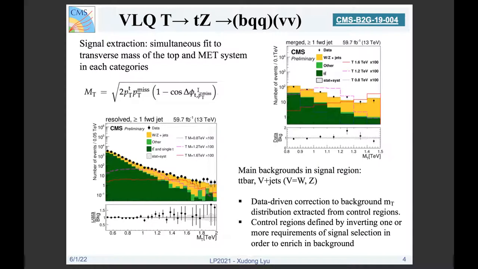In each category, a fit to the transverse mass of the top and MET system is performed. These two plots show the MT distribution in the resolved and the merged categories. The main backgrounds are ttbar, W+jets, and Z+jets. They are taken from the Monte Carlo with corrections estimated from dedicated control regions.